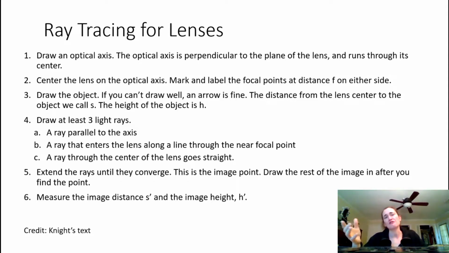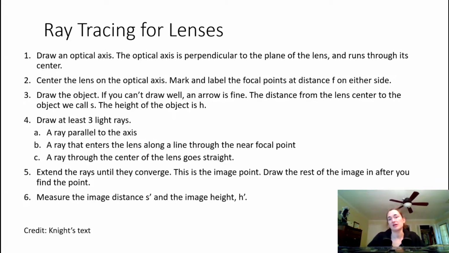Now for converging and diverging lenses, after the light passes through a diverging lens, it's going to broaden out. A converging lens is going to bend it inward. Remember all those rules go over for both converging and diverging lenses. I tried to merge them here, but you should go back and make sure that you understand it. Then in the ray diagram, you extend your rays until they converge, and that's your image point. And then you draw the rest of the image in after that.